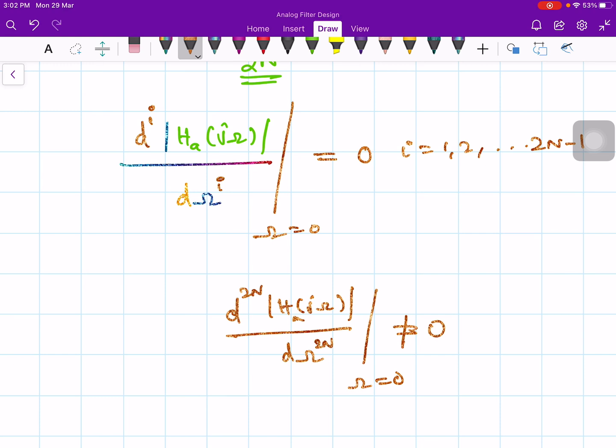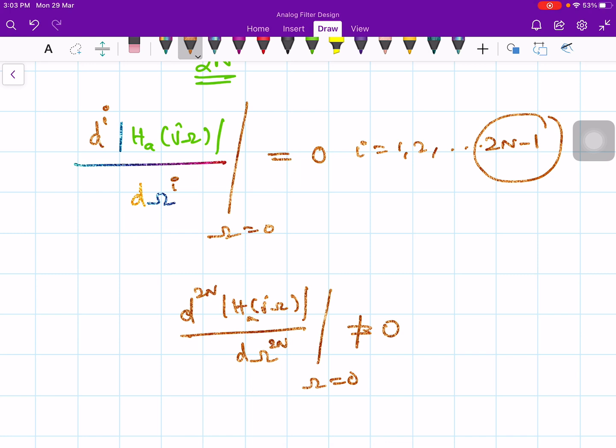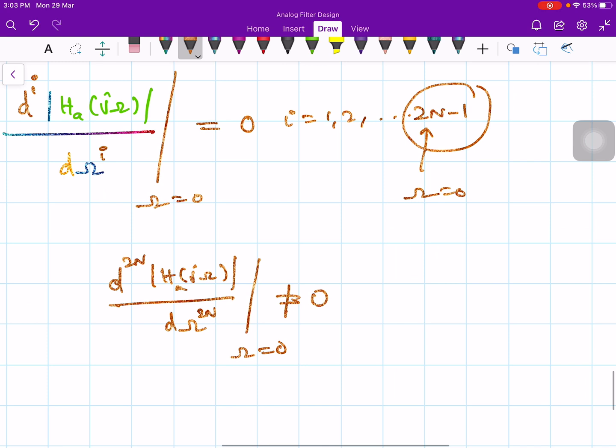Therefore you cannot think of any other function which will have 2n minus 1 differentiations vanishing at omega equal to 0. If differential coefficients vanish for a function at a particular point, then we say the function is flat at that point. Therefore 2n minus 1 coefficients vanish at omega equal to 0, so my function is flat at omega equal to 0. So it is either a maximum or a minimum, or we say the function is flat at this particular point. It doesn't have maxima or minima.